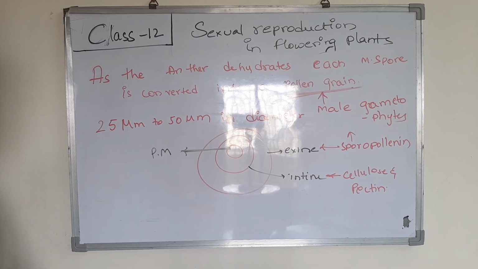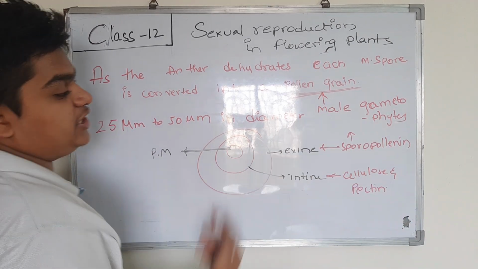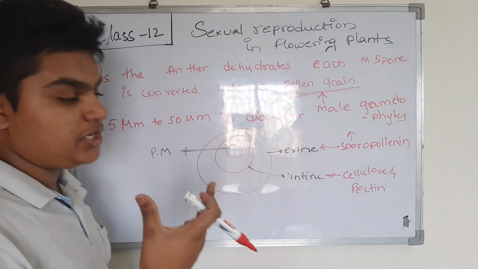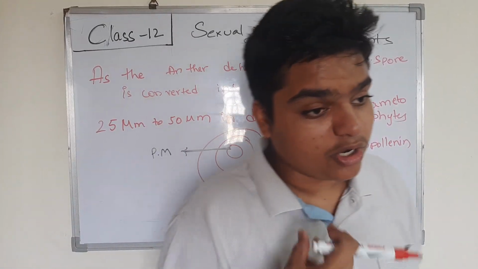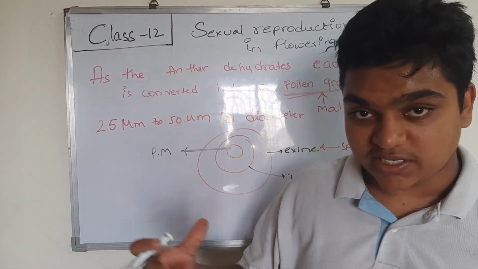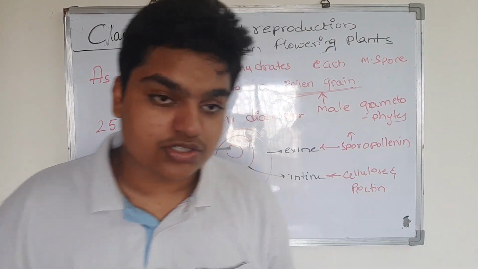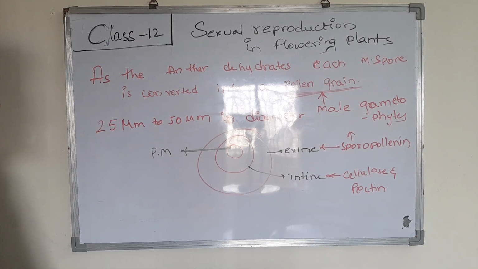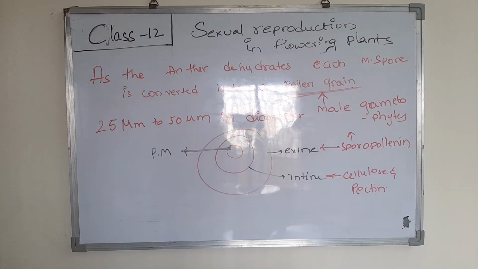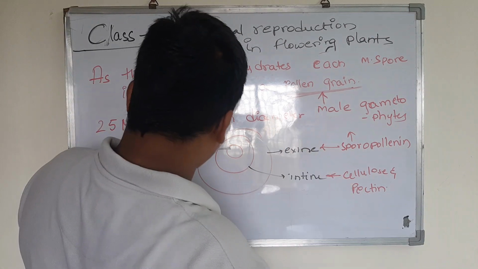Due to this sporopollenin only, pollen grains are still preserved as fossils. We are getting pollen grains still as fossils in the earth's crust, in these rocks. That is the use of sporopollenin. It generally protects, and the intine is made up of cellulose and pectin.